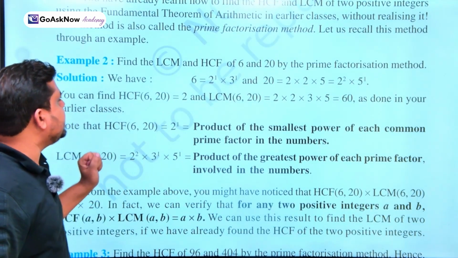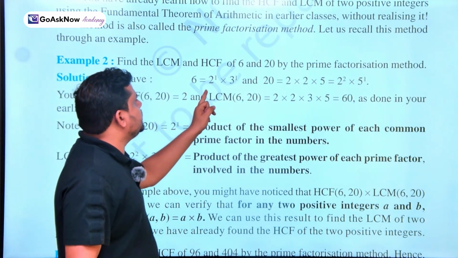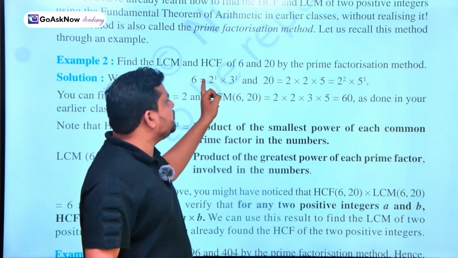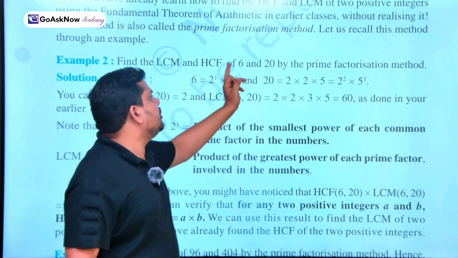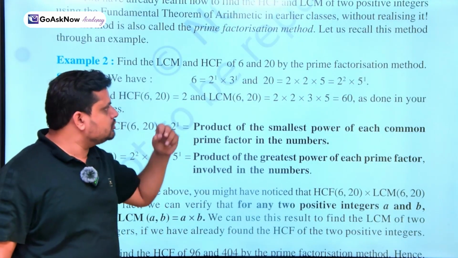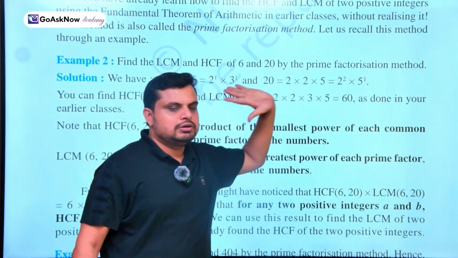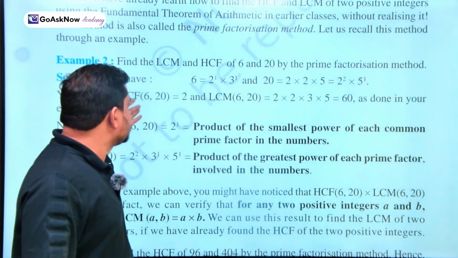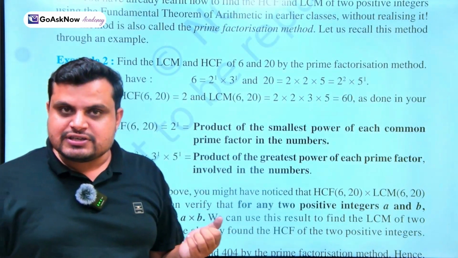Now, for the HCF, which are the common factors? You can see here 2 is common. What is the minimum power of 2 which is common in both? 1, because here we have 2 to the power 1 and 2 to the power 2. What is the minimum common power? 2 to the power 1. That is the HCF. Now finding the LCM.